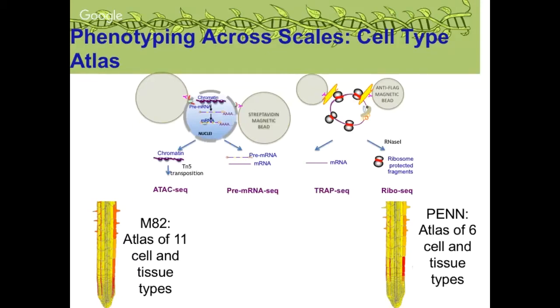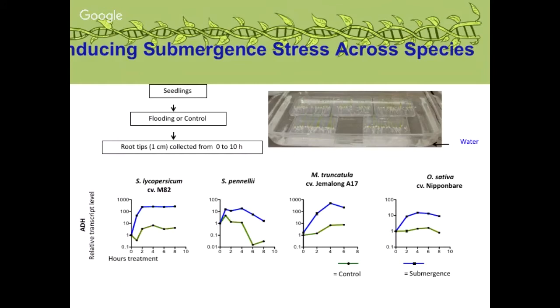Okay, so what type of information can we obtain using these particular lines in response to these changes in water extremes? Collectively, our 4 groups have established conditions in these 4 different species that allow us to look at submergence stress from the same physiological perspective. We determined the right time point to profile roots in response to submergence stress by looking at expression of the alcohol dehydrogenase gene, which is shown here in blue relative to the controls in green.